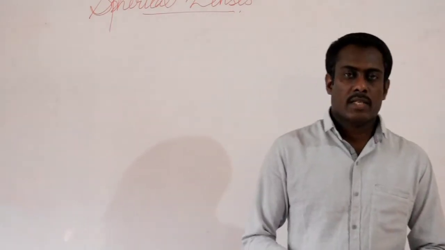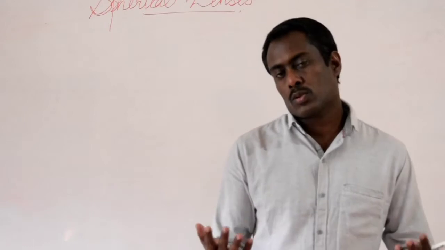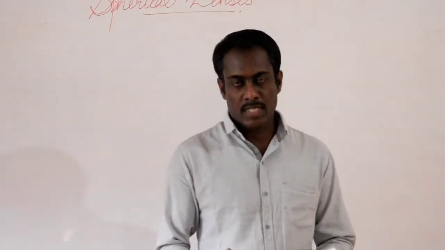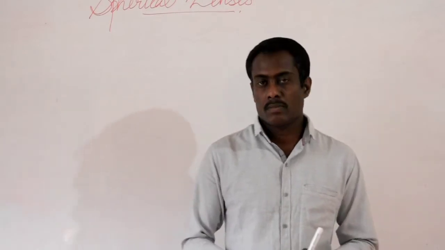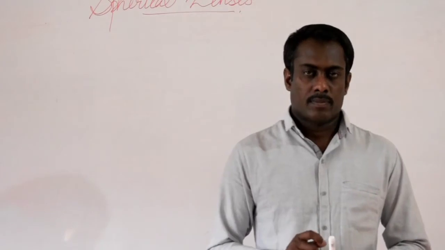A spherical lens is a transparent material bound by two spherical surfaces through which light can pass. When the light passes through the surface of this transparent material, it refracts, or bends. Lenses are of two kinds.